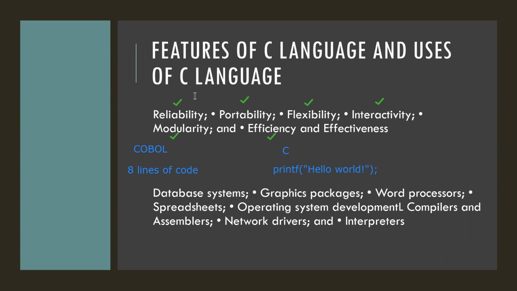So where can we use C programming then? It can be applicable for the following systems. Like you can use it for database systems, so storage of data. You can use it for graphics, like you need drawings or images. It could also be for word processors, like you need documents, and you can also use it for spreadsheets that do computations, operating system development, compilers, as well as assemblers, network drivers, and interpreters. So that's how powerful the C programming language is.